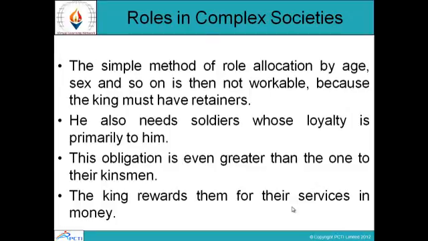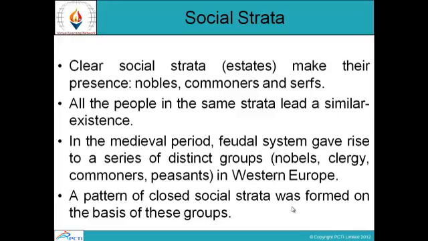Roles in complex societies. The simple method of role allocation by age, sex, and so on is then not workable because the king must have retainers. He also needs soldiers whose loyalty is primary to him. This obligation is even greater than the one to their kinsmen. The king rewards them for their services in money. So that is a role being performed by the king as well as the people who are under him.